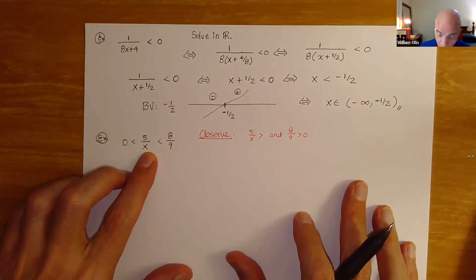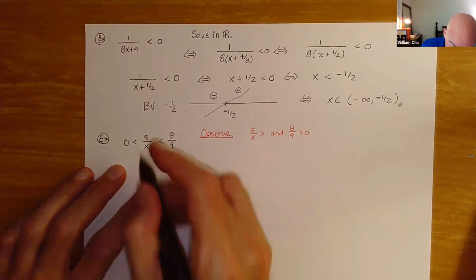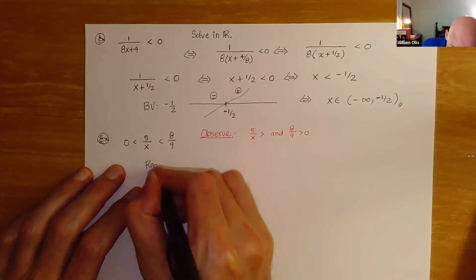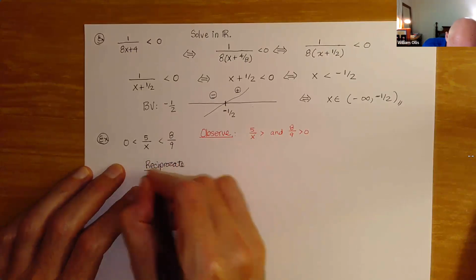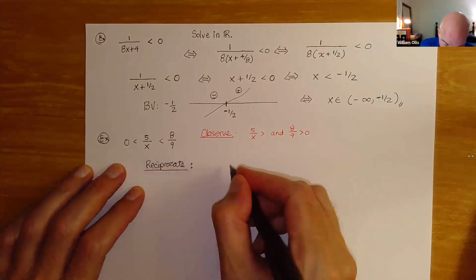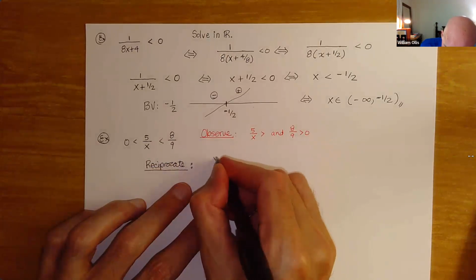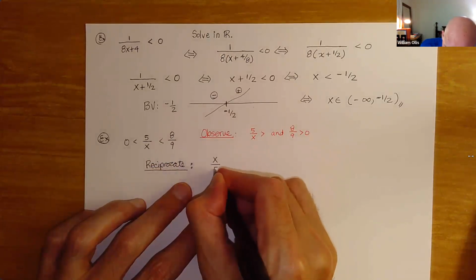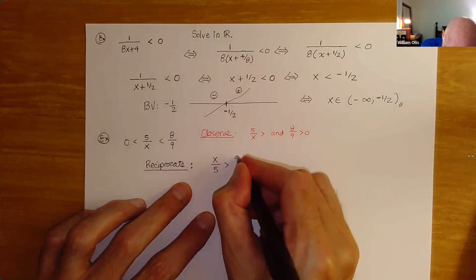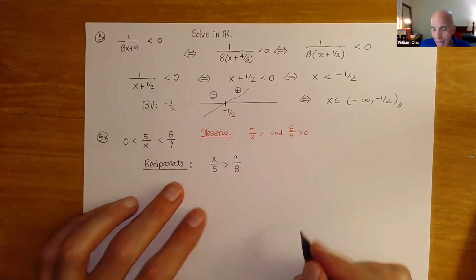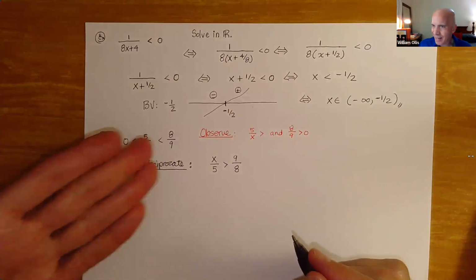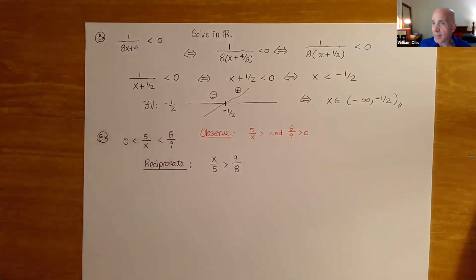So now if you want, we can reciprocate. So apply reciprocate, just write it out. So now this will be what? X over 5, and then you have to flip it, is greater than 9 over 8. Okay, so now you're thinking, well, can I just really cross multiply here? And the answer is yes, because all you need to do now is isolate the X.